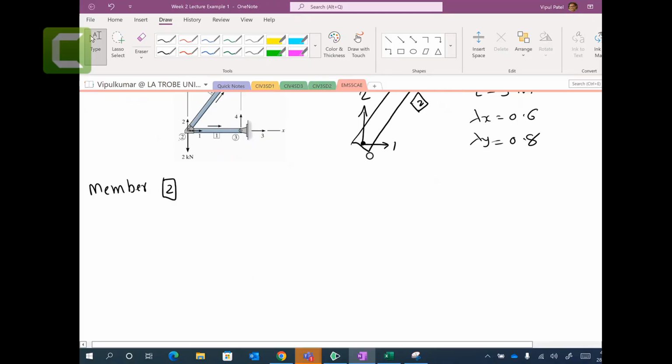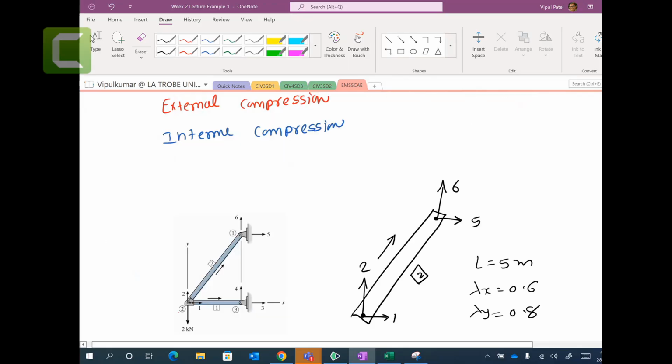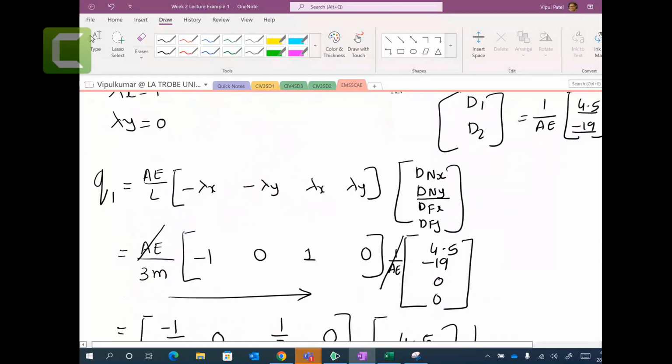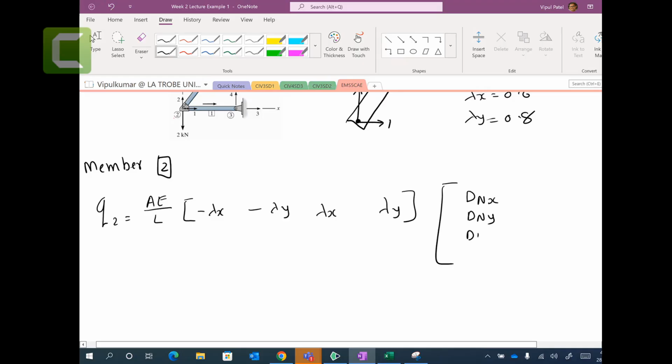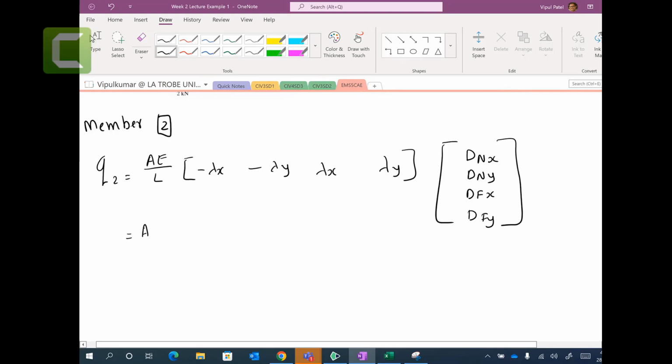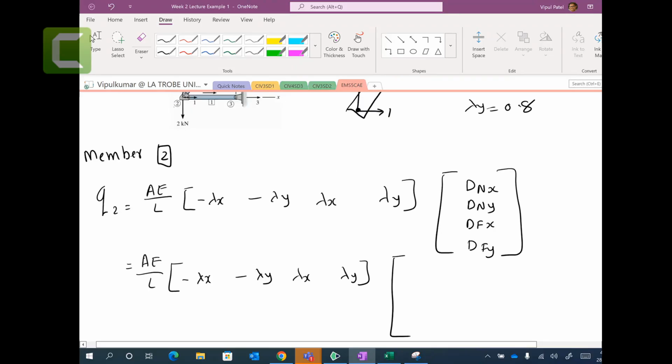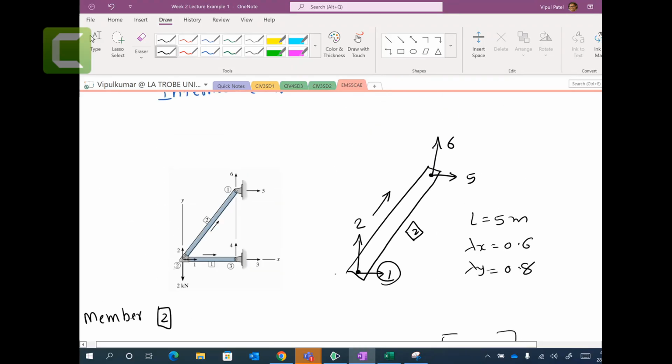Right? So let's use the same equations. Q2 equals AE over L times the matrix: minus lambda x, minus lambda y, lambda x, lambda y, multiplied by displacement near node x, displacement near node y, displacement far node x, displacement far node y. AE over L, minus lambda x, minus lambda y, lambda x, lambda y.